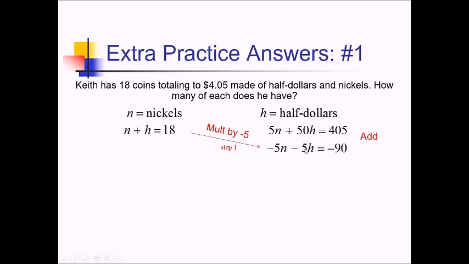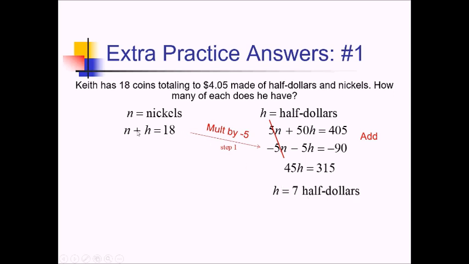Adding these equations together, we've got 5n's canceling out. The h's combine to give us 45h on the left. On the right, that's going to be, let's see here, 315 there. There we go. And I just happen to know, because I work with multiples of 45 a lot, that 315 divided by 45 happens to be 7, but you could do that on a calculator. So that's 7 half dollars we're dealing with.